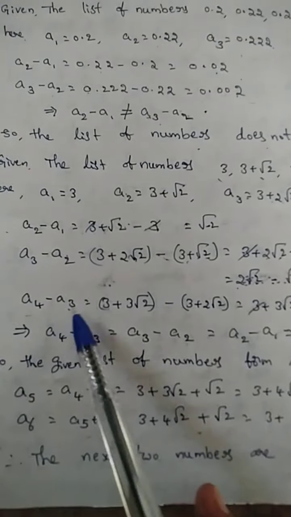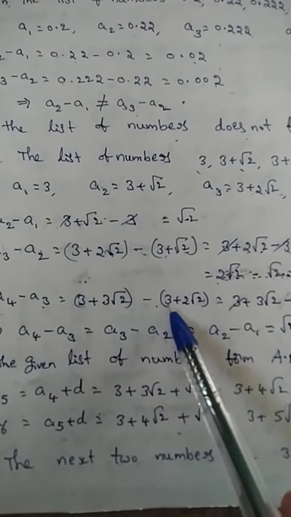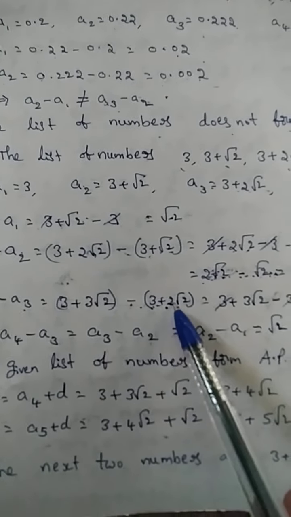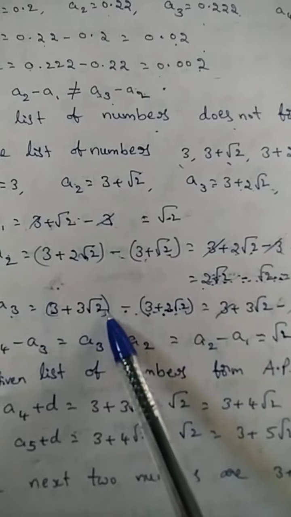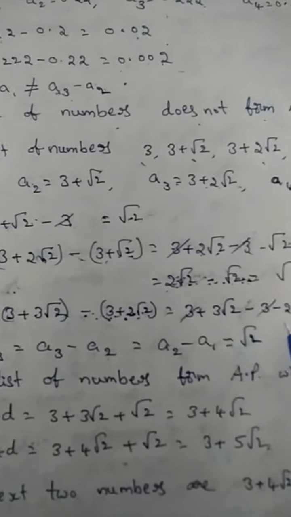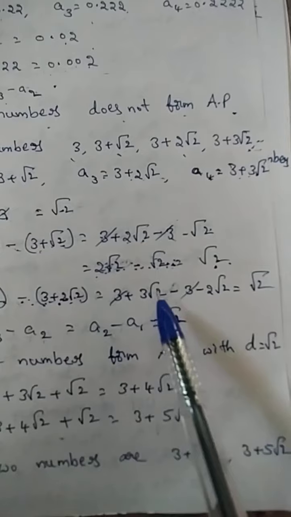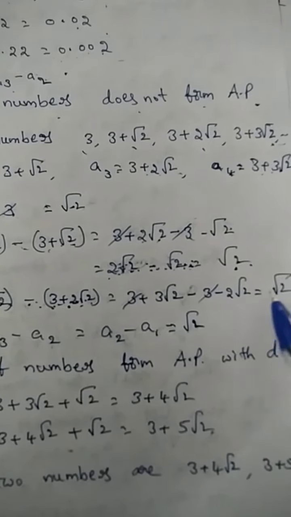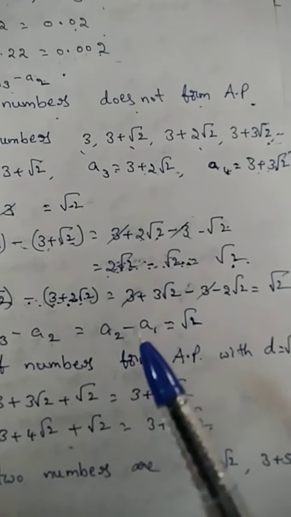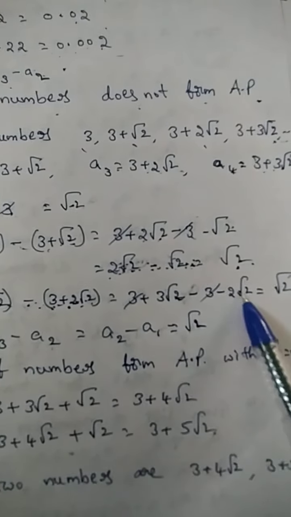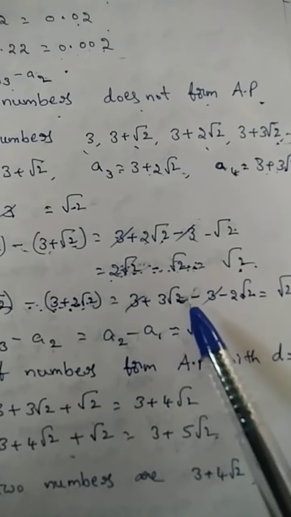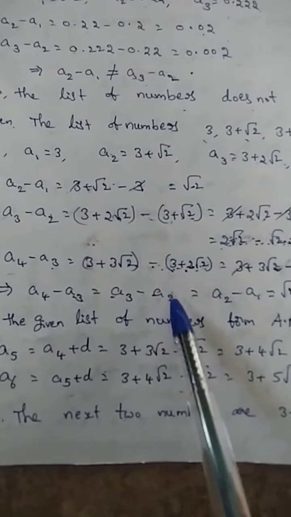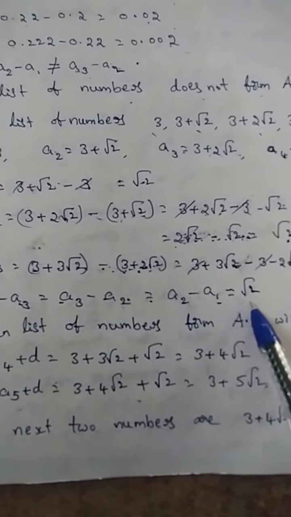Then A4 minus A3. So 3 plus 3 root 2 minus 3 plus 2 root 2. This minus is applicable to both terms of this bracket. So 3 plus 3 root 2 minus 3, minus into plus is minus 2 root 2. Plus 3 minus 3 cancel. Here 3 root 2 minus 2 root 2. Just now I said it, the similar irrational numbers are assumed as the variable x. So 3x minus 2x is x. So instead of x, what do you write here? Root 2. Okay, then A4 minus A3 is equal to A3 minus A2 is equal to A2 minus A1 is equal to root 2.